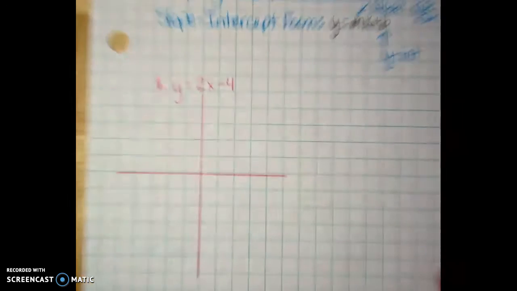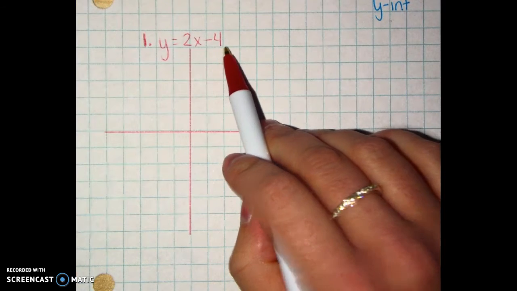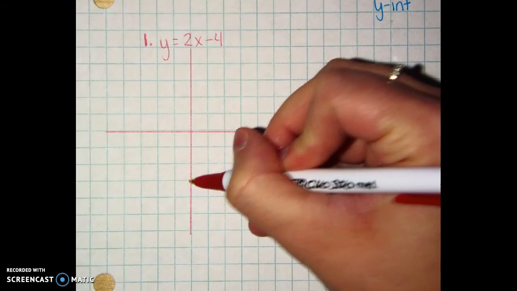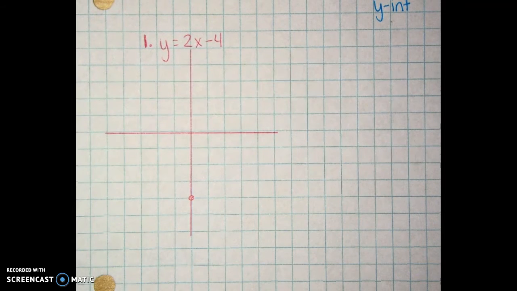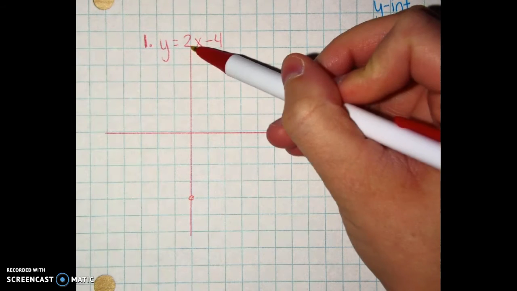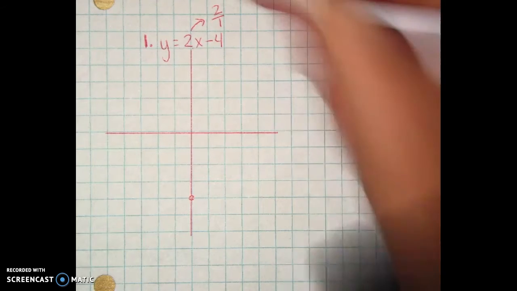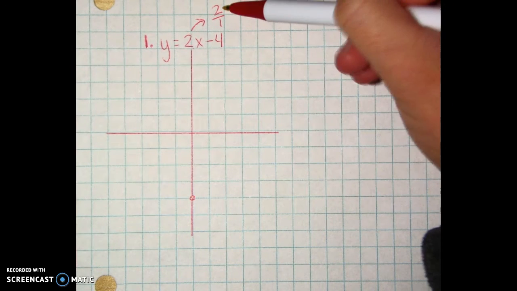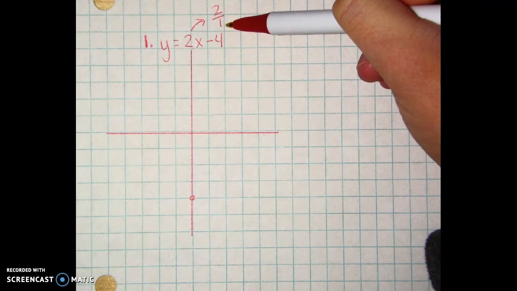I'm going to zoom in here. So start with the y-intercept, which is a -4. So you start at -4 on the y-axis. Make a dot. Then I look at my slope. Slope is 2. That really means my slope is 2 over 1, meaning rise is 2. So I go up 2 over 1 to the right.